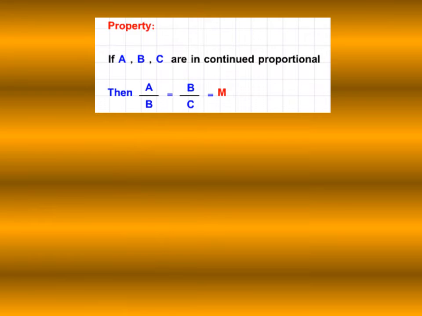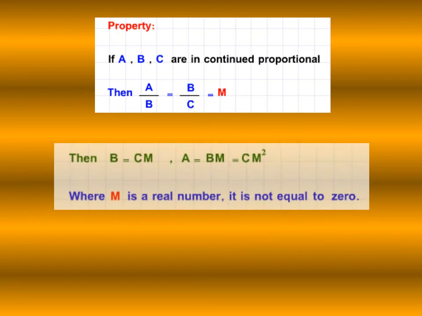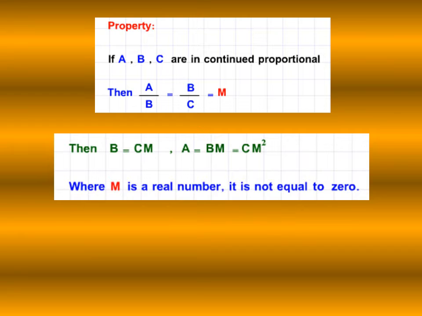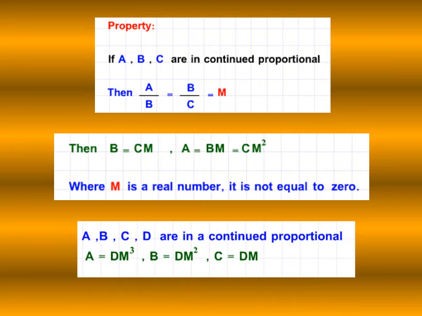Property: if A, B, and C are in continued proportion, then A over B equals B over C equals M, where M is a constant, not equal to 0. Then B equals CM and A equals BM equals CM to the power 2, where M is a real number, not equal to 0. If A, B, C, and D are in continued proportion, similarly we will get A equals DM to the power 3, B equals DM to the power 2, and C equals DM.